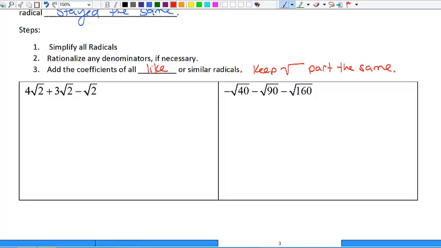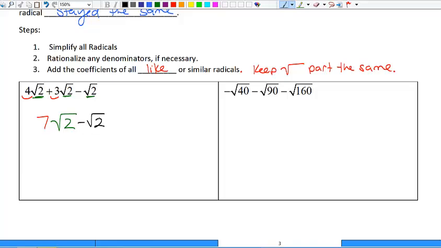So on the first problem, all of the radicals are already reduced. 2 is prime and can't break down anymore. There's no denominators to reduce. So step 3 says add all like radicals. So I'm going to add the coefficient part only. Root 2, root 2, root 2 are all like radicals. So I am going to keep that root 2 the same, and all I have to do now is add the coefficients. So 4 root 2's plus 3 root 2's is 7 root 2's.